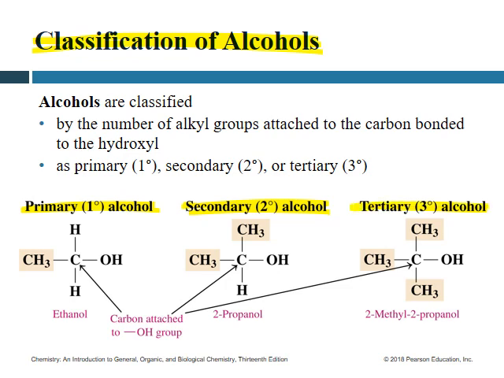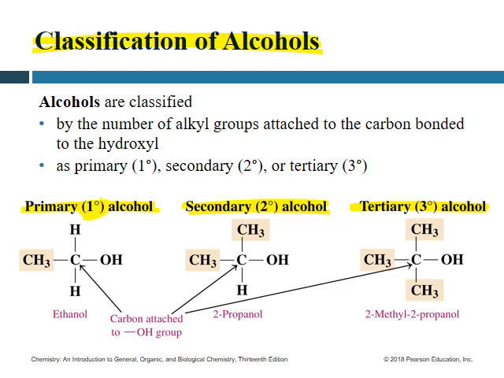What does this mean? Basically, the carbon that has the alcohol group, if it is bonded to 1 more carbon, it would be primary alcohol. Primary means you write this as 1 degree. So 1 degree primary means the carbon which is bonded to the alcohol is bonded to 1 more carbon. If it is bonded to 2 more carbons, it would be secondary. If it is bonded to 3 more carbons, it would be tertiary.